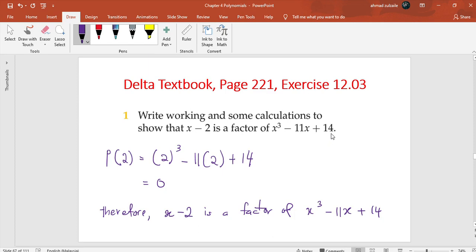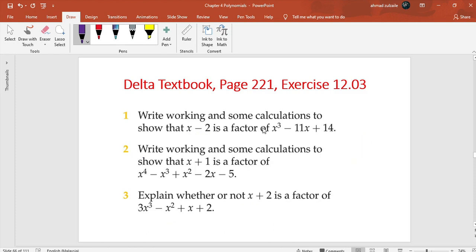Show working and some conclusion to show that x minus 2 is a factor of x cubed minus 11x plus 14. Since I have x minus 2, I equate x minus 2 equal to 0, then I know that my x equals 2. Therefore, I substitute 2 into my polynomial. Whenever I have x, I will substitute with 2. Therefore, I have a 0 over here. So my conclusion is x minus 2, which is our divisor, is a factor of the polynomial. You can try the rest of question number 2 and number 3.